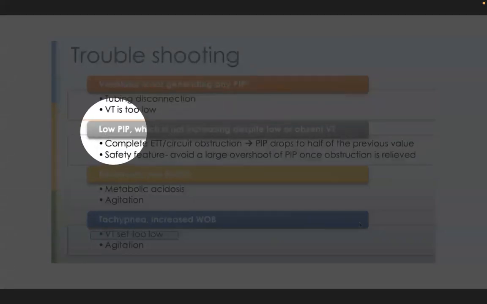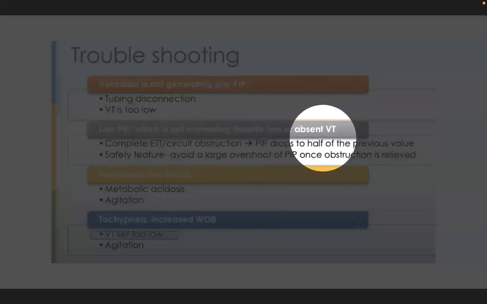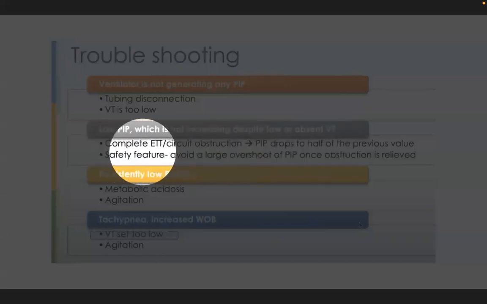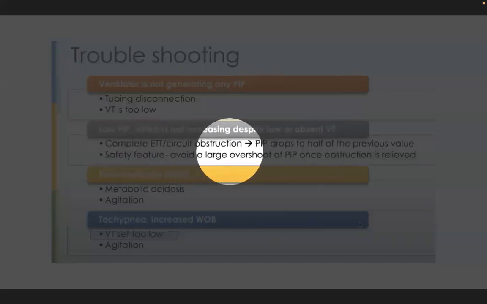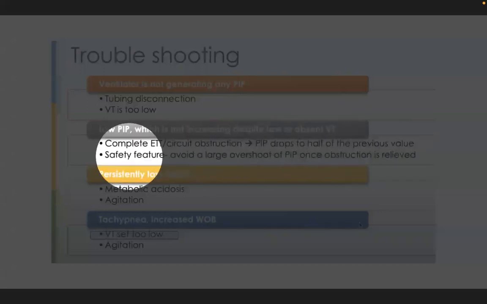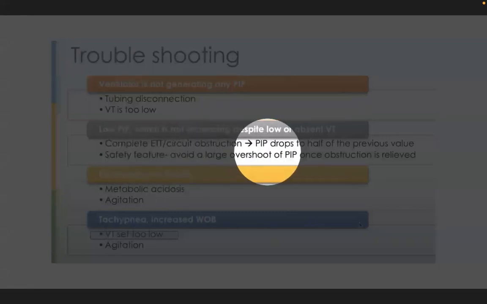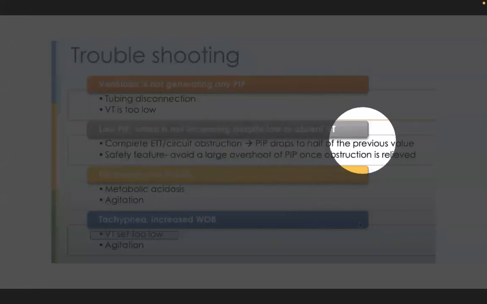Then if there is low PIP, which is not increasing despite low or absent tidal volume delivered to the baby, first we should see whether there is complete ETT or circuit obstruction, where the PIP drops to half of the previous value. This is a safety feature because it avoids a large overshoot of PIP once this obstruction is relieved.